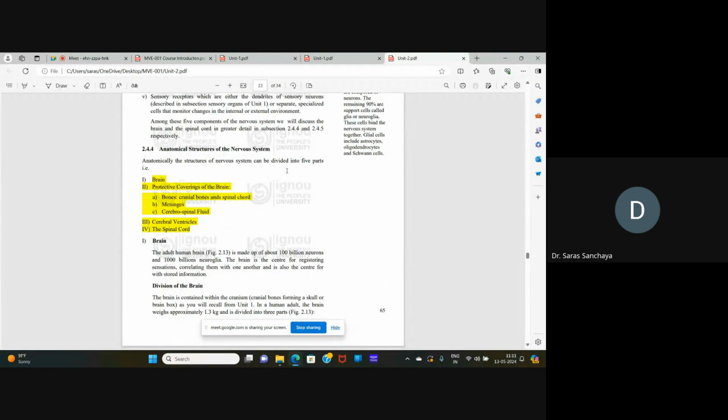Now we come to the anatomical structures of the nervous system. Anatomically, the structures of the nervous system can be divided into five parts: the brain, which is the most important organ in our body; the protective coverings of the brain, that is the cranial bones and spinal cord, and meninges, that is the covering of the brain; and cerebrospinal fluid, which is the fluid present in the spinal cord; the cerebral ventricles, which are hollow places in the brain; and the spinal cord.